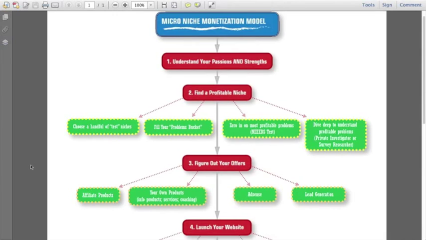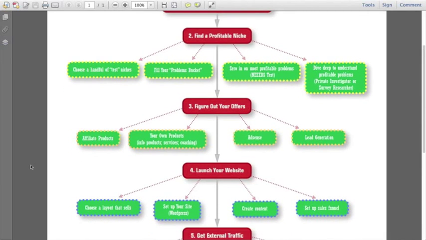Now, number 3, once you've found your profitable niche or a handful of niches that you want to test out, you figure out your offers. And there's 4 basic kinds of offers that I've identified. I've used the first 3 extensively, the last one not so much, but I'll describe that. So the first thing is affiliate products. We all know what affiliate products are, or you probably do. I've specialized in promoting ClickBank affiliate products as well as my own.